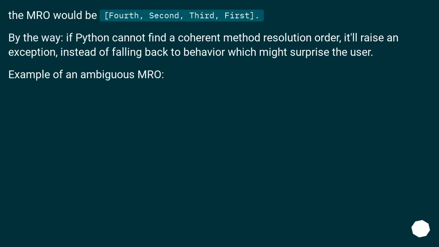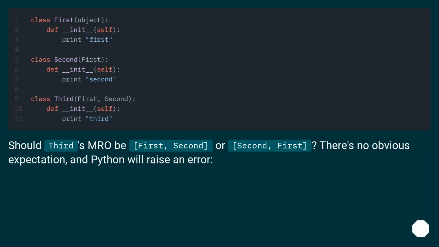Example of an ambiguous MRO. Should Third's MRO be First, Second, or Second, First? There's no obvious expectation, and Python will raise an error.